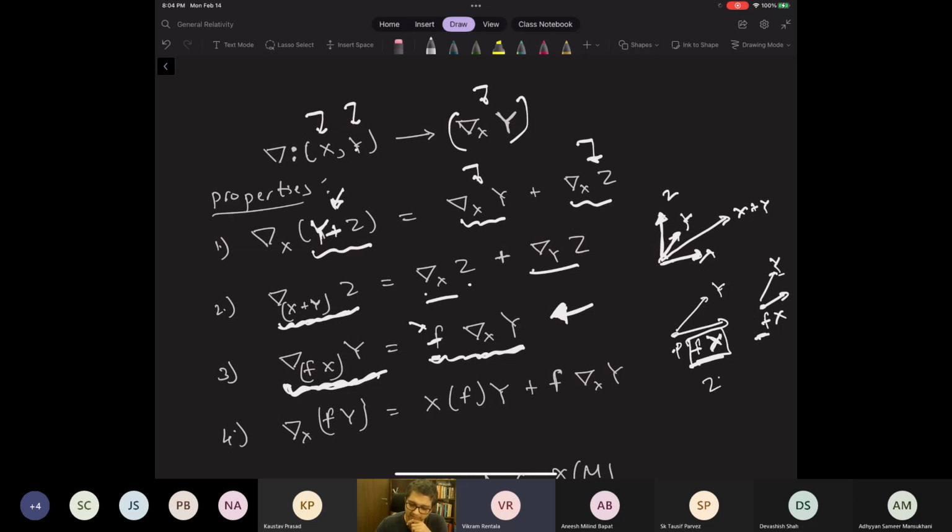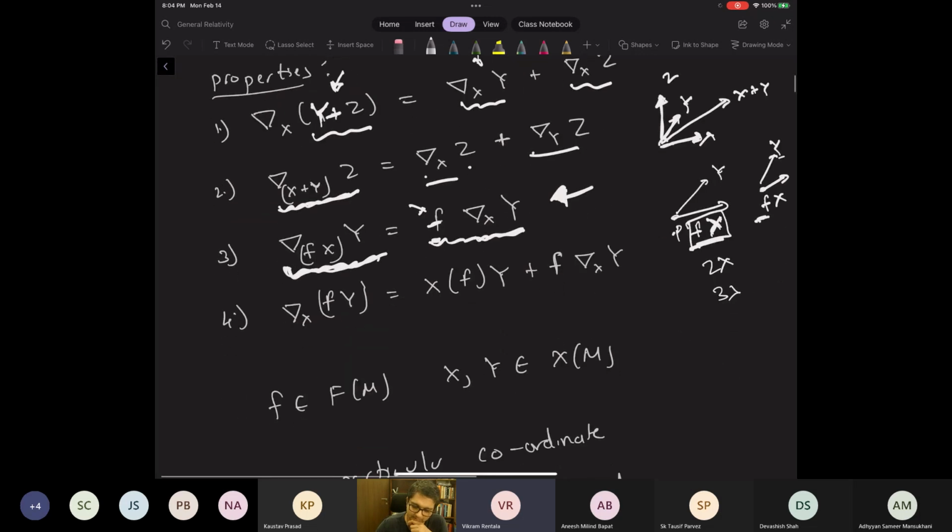So if I make this vector 2x or 3x at a particular point, I will just get twice or thrice that derivative with respect to the original x. And this would be true everywhere in the manifold. Whatever I scale x by at any point on the manifold, that coefficient would pop up here instead. And now the other rule is if I take delta x acting on fy, that is, if I scale y, the derivative acts on f and it acts on y.